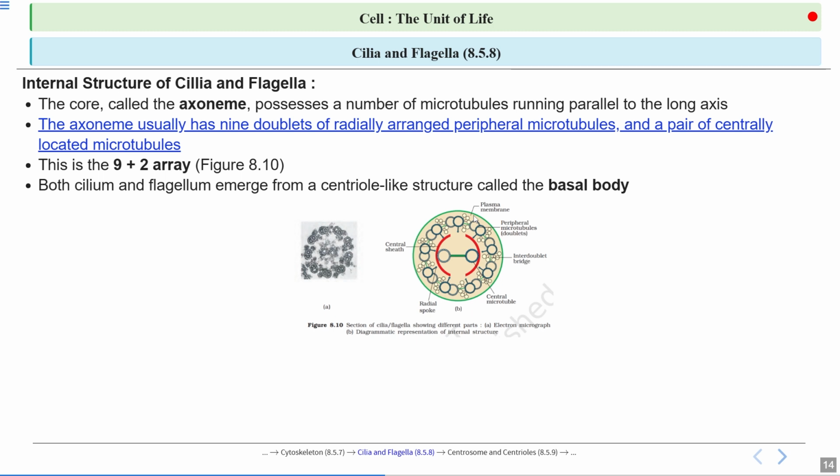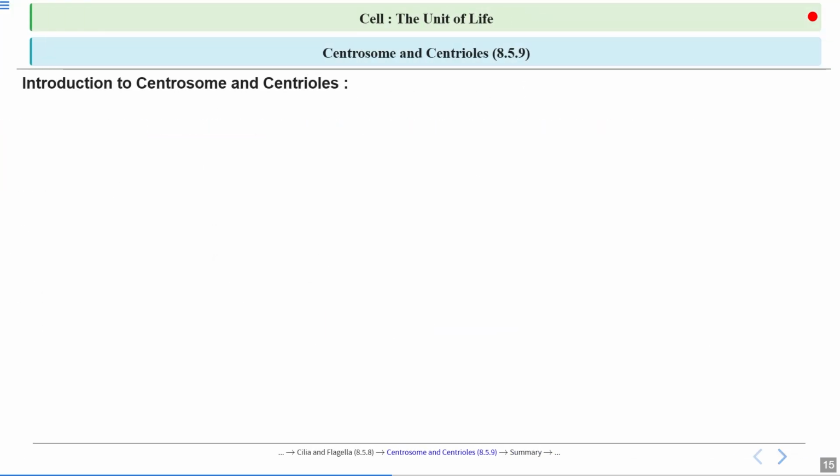Then these are the radial spokes. The radial spokes connect these doublets, the peripheral microtubules, to the central sheath. Now cilia and flagella both emerge from a centriole-like structure called the basal body. In the previous image, I showed you the basal body also. This 9+2 arrangement is very important.